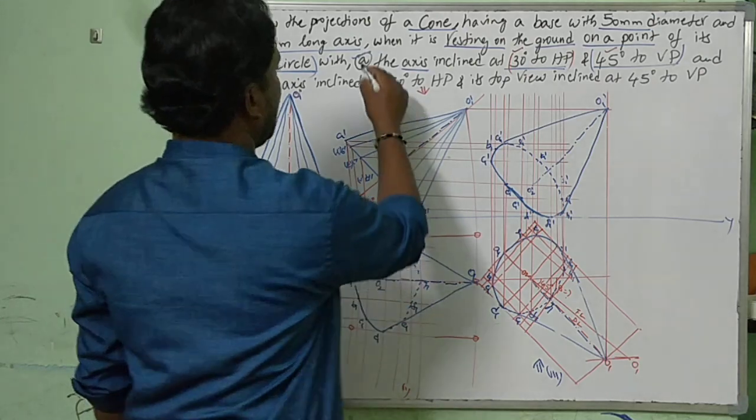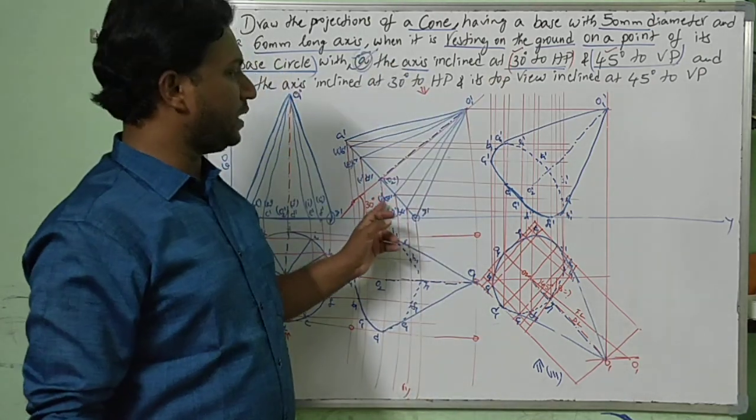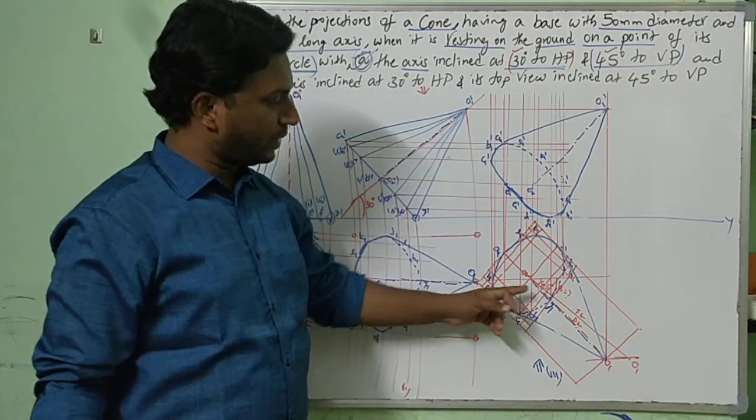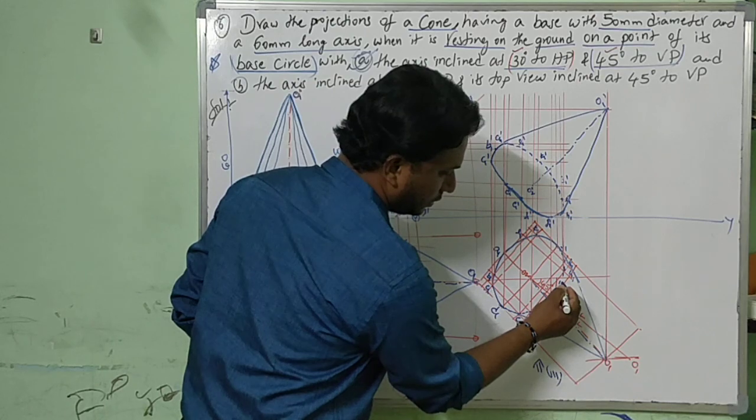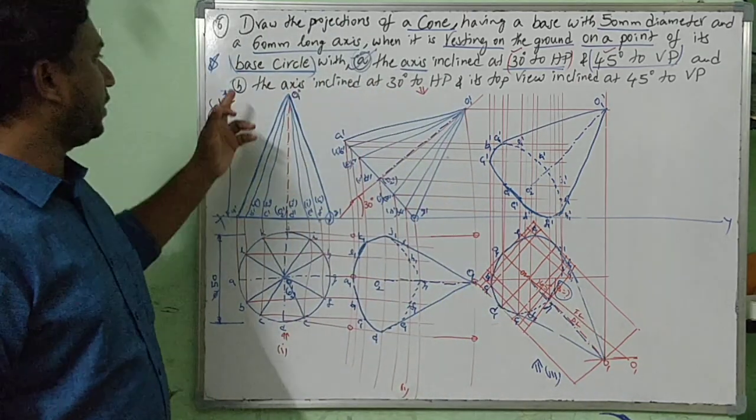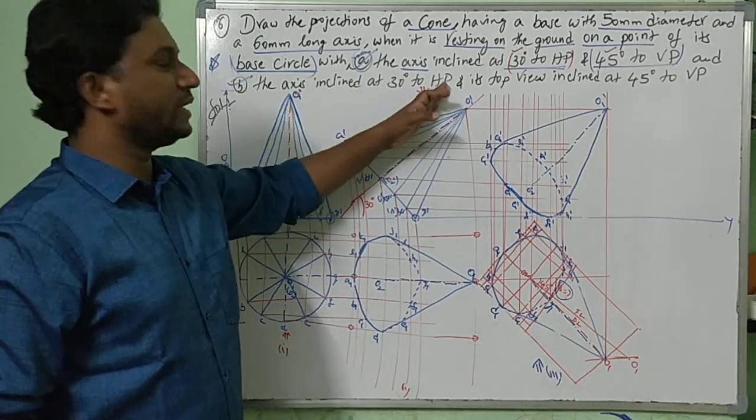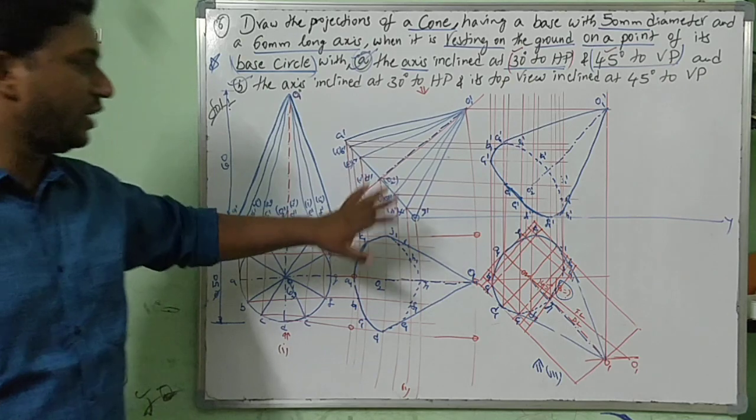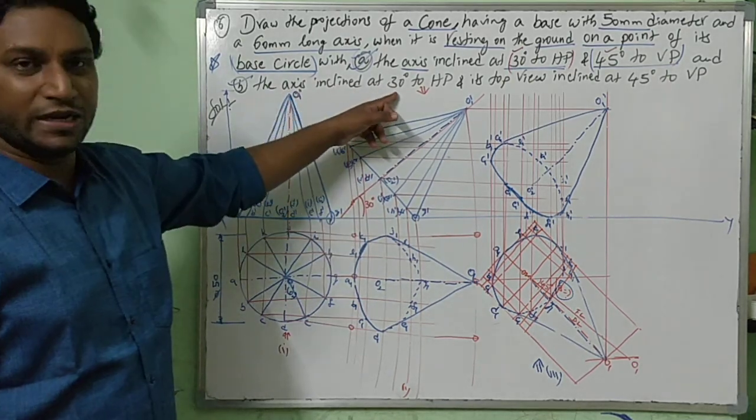Now see, problem A finished. 30 degrees to HP, 45 degrees to VP we have drawn, but we have to find out beta. Look here, beta is supposed to be found. Now next, coming to the second question, B, axis inclined at 30 degrees to HP. I hope question A is done. Proceeding to B, axis inclined at 30 degrees to HP.